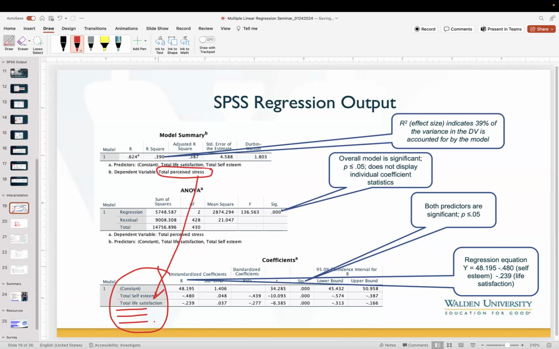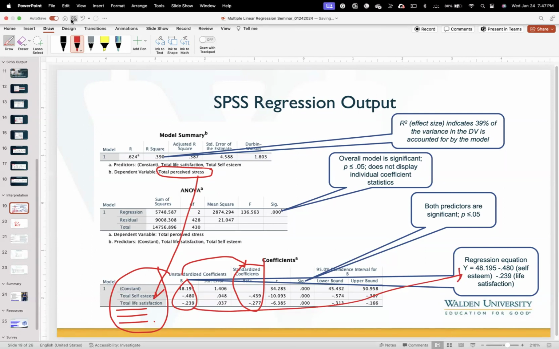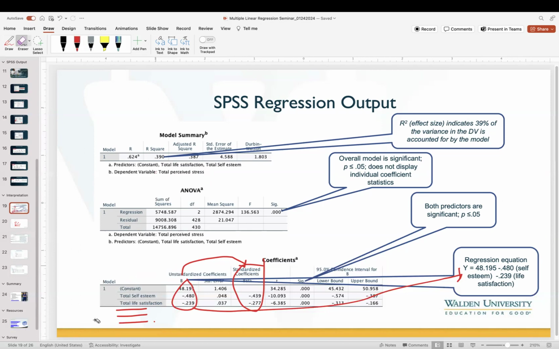Now, the other important piece is something called the standardized coefficients. You have an unstandardized and a standardized. Now, we use these unstandardized coefficients, as you saw, the slopes. We use those in the regression equation, okay? But we also have some other values. Let's take a look at the standardized coefficients to understand what those are.